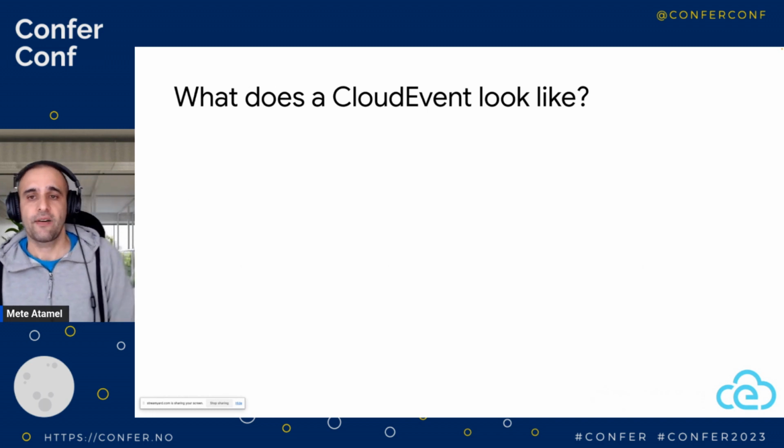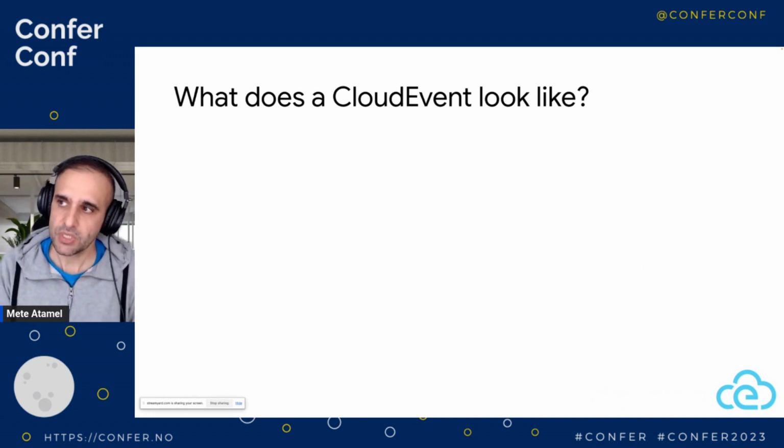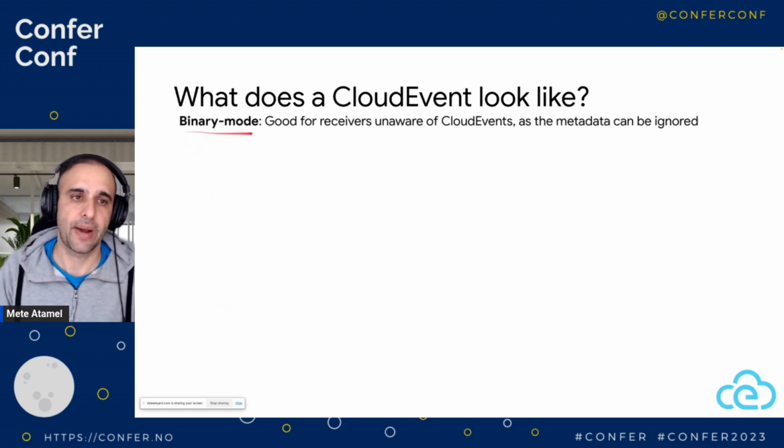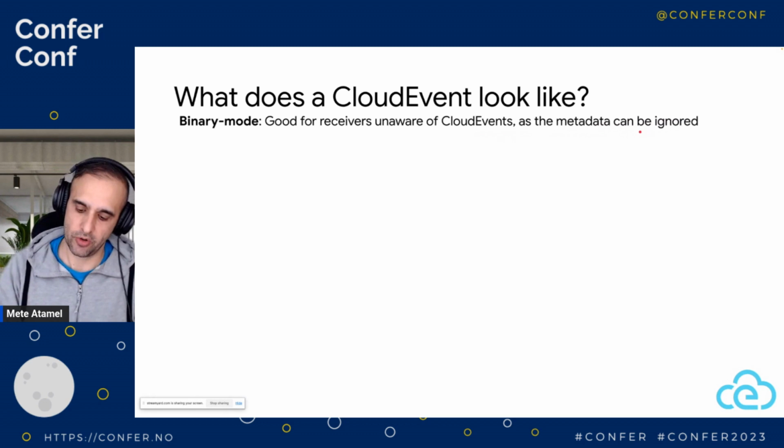So let's take a look at what a CloudEvent looks like. CloudEvents has a couple of different, well, actually 3 different modes. We'll look at 2 modes here right now. And the first mode is called binary mode. Binary mode is good for event receivers who are not aware of CloudEvents, right? If you have a receiver who's not aware of CloudEvents, then they can ignore this metadata if it's in binary mode. And I'll show you an example and what I mean by that.